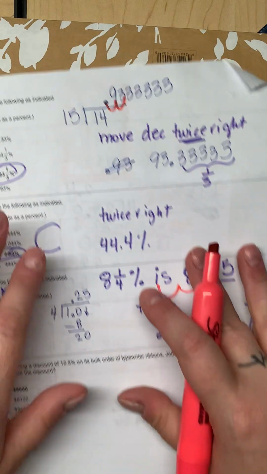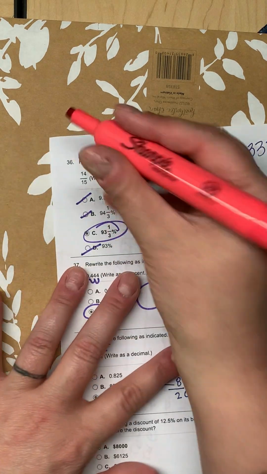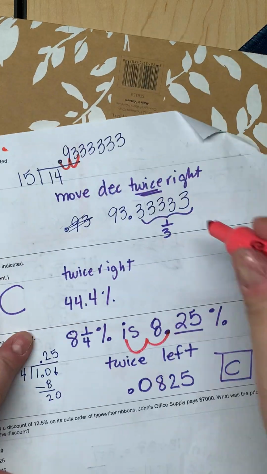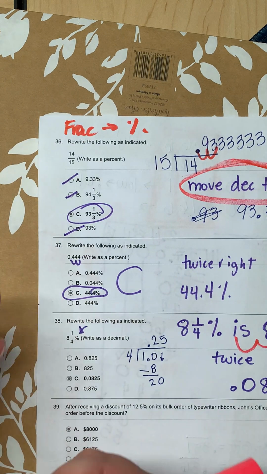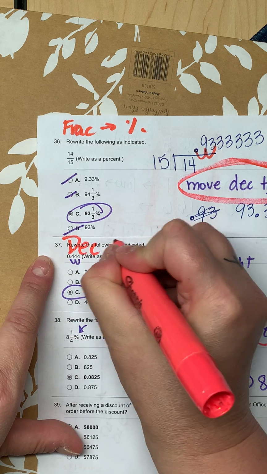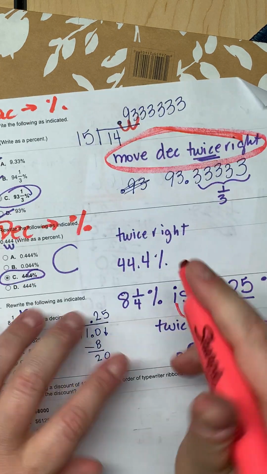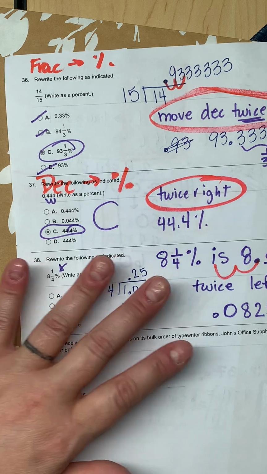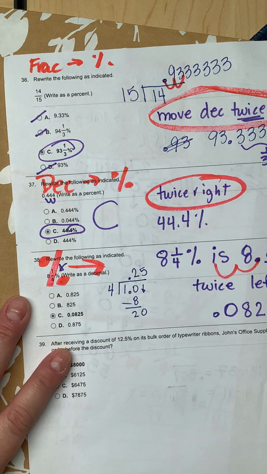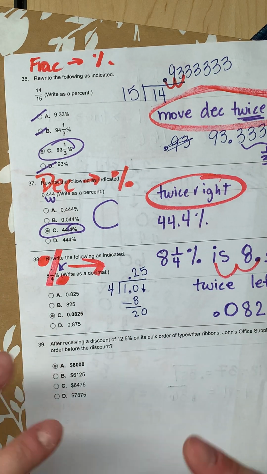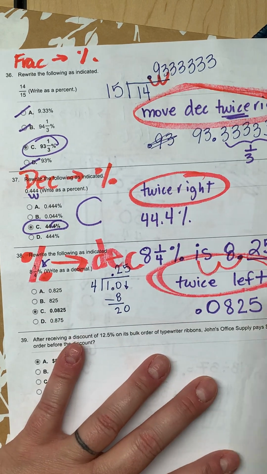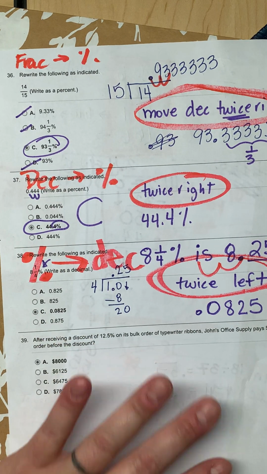Okay, so on 36, we went from a fraction to a percent. And you had to move the decimal twice to the right. On part 37, we went from a decimal to a percent, and we still moved twice right. 38, we went backwards, from a percent to a decimal. So that's why we went twice to the left, because it's backwards of what we just did.